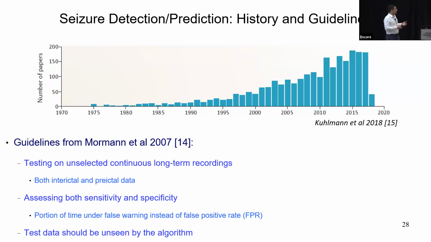So in 2007, this paper that is cited here tried to summarize all those problems and show all the mistakes that might have been made in evaluating seizure prediction. And they concluded with a set of guidelines on how to evaluate a seizure prediction algorithm if you're developing one. Some of those guidelines are mentioned here: we need to test on unselected continuous long-term recordings that include both pre-ictal and interictal data. Some of those algorithms only tested on pre-ictal periods of data, which caused over-optimistic results. We need to assess both sensitivity and specificity, I'm going to define these in a second, and of course the test data should be unseen by the algorithm.